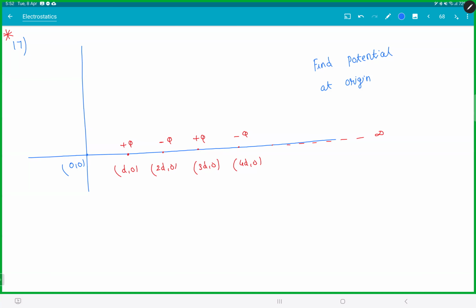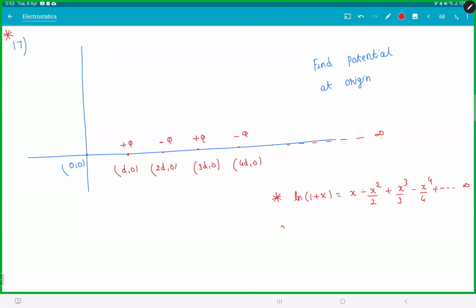Let's see. So first thing, let me give you a hint. This is the sequence which I want you to know. ln(1 + x) is given by x minus x squared by 2 plus x cubed by 3 minus x to the power 4 by 4, and so on till infinity. If you have learned sequence and series, you will know this thing.